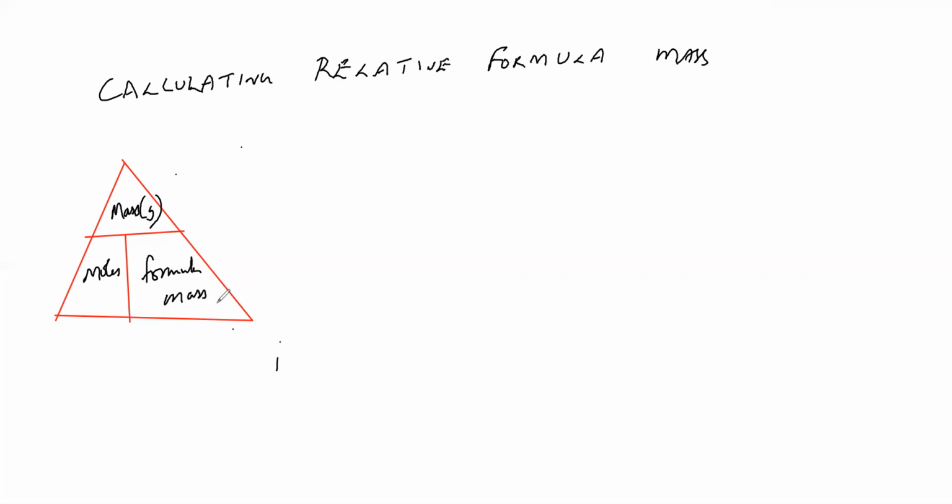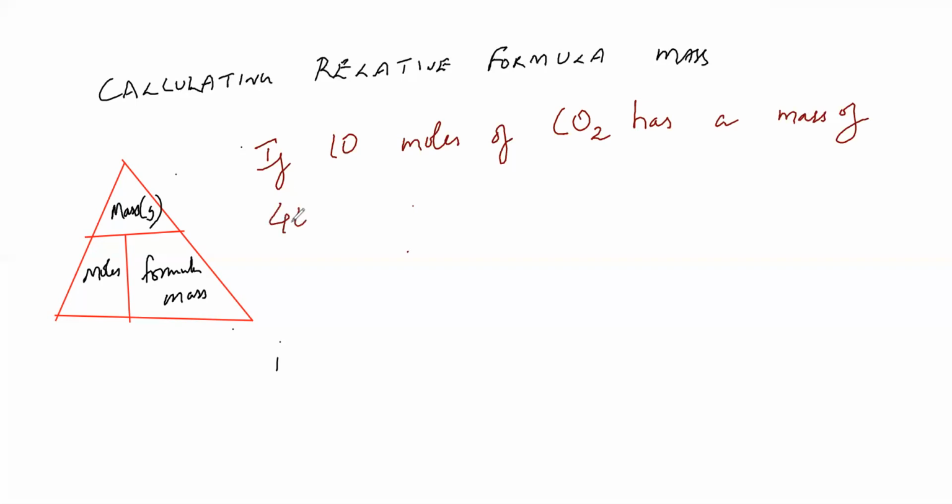Fine. So what is calculating relative formula mass? It is mass by number of moles. In this particular topic, if I give you a question, it should be something like: if 10 moles of carbon dioxide has a mass of 440 grams, what is the relative formula mass?